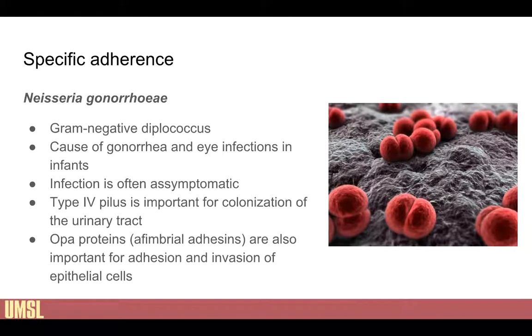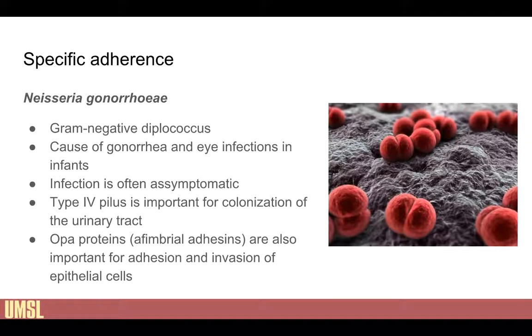This is the causative agent of gonorrhea, the gram-negative diplococcus. We talked about this in the last lecture, and that they like to grow in this diplococcus arrangement. So it's essentially two spheres smushed together. This is an electron micrograph of Neisseria bacteria on a solid surface. It's a cause of gonorrhea in adult humans.